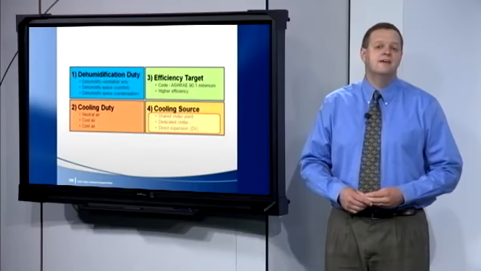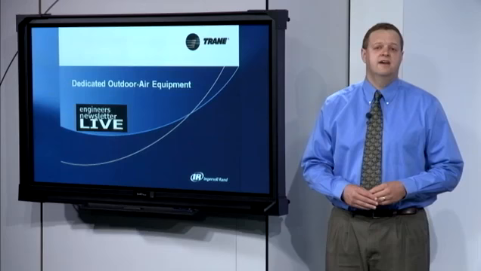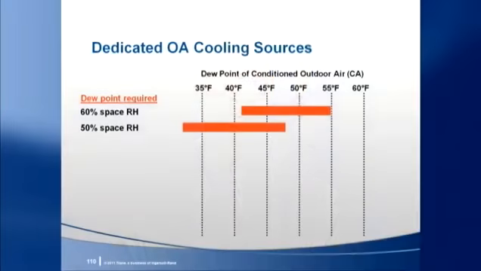Ronnie commented a lot about how the cooling source can impact the configuration of the dedicated outdoor equipment, whether a shared chiller plant or dedicated chiller will be used, or whether the equipment will be DX. Paul, let's put a little more focus on that last square in our puzzle. The top part of this chart depicts the dew point that the dedicated outdoor air unit must deliver to maintain indoor humidity at either 50 or 60% RH.